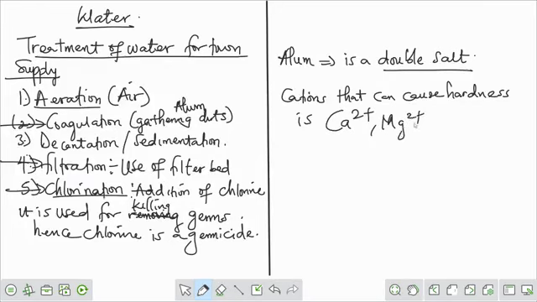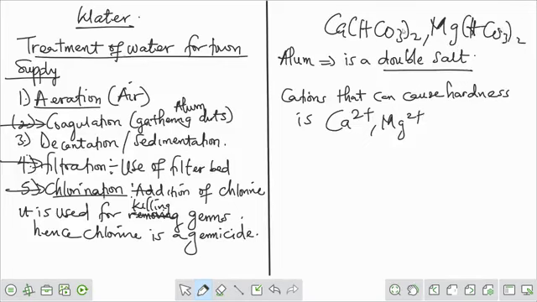That day I told you that they cause temporary hardness: Ca(HCO3)2 and Mg(HCO3)2. These ones they call temporary hardness of water. Permanent hardness of water, what causes it? Drop it in the comment section, because I've taught you this. If you still don't know this till this time, they should beat you.